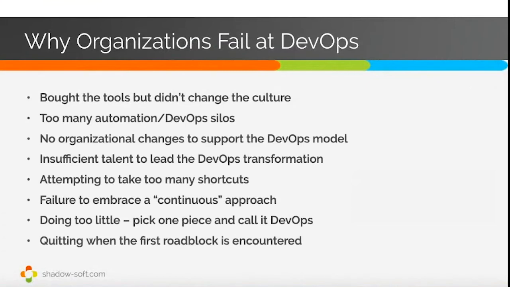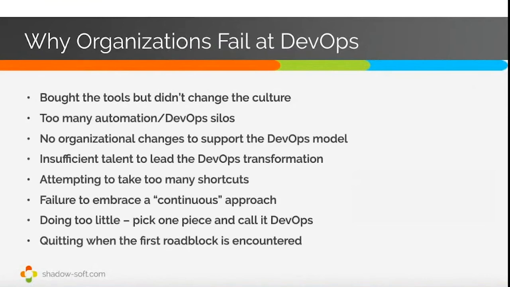And finally, one of the biggest roadblocks I've seen is companies quit. They'll buy the tools, they'll get some consultants in, the consultants leave, and they hit a roadblock, and they stop. They go back to their old ways because the culture wasn't changed well enough, the tooling wasn't implemented well enough, the automation wasn't done completely enough. So as soon as the first challenge is encountered, they quit.